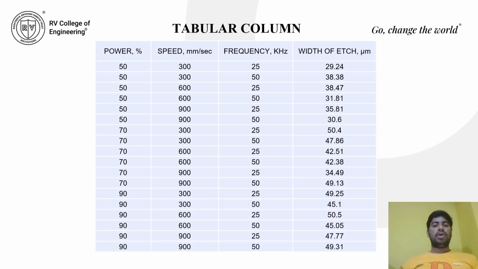This is a tabular column which gives us the width of etch for different power, speed, and frequency. Power in percentage, speed in millimeter per second, frequency in kilohertz, and width of etch in micrometer.